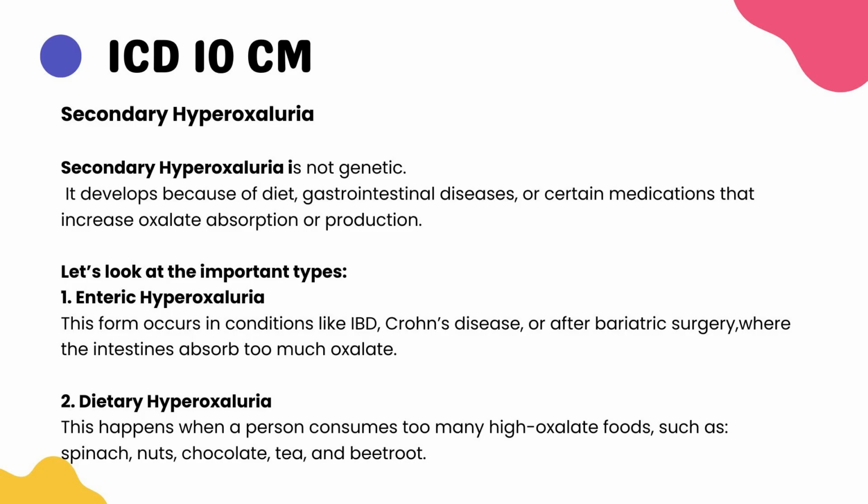1. Enteric hyperoxaluria. This form occurs in conditions like IBD, Crohn's disease, or after bariatric surgery where the intestines absorb too much oxalate. 2. Dietary hyperoxaluria. This happens when a person consumes too many high oxalate foods such as spinach, nuts, chocolate, and beetroot.